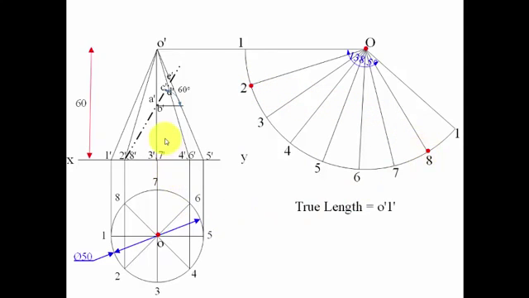Alright, let's have the development for A and B. So A point is on O3 and B point is on O7. But for that, what we need to do is project this A dash B dash onto the true length, and it's going to look something like this. So this new point over here is going to be A1 dash and B1 dash.